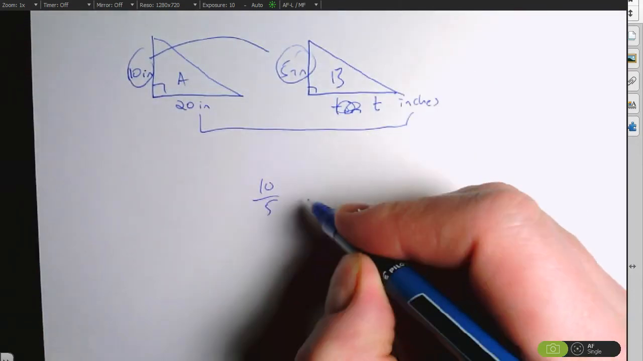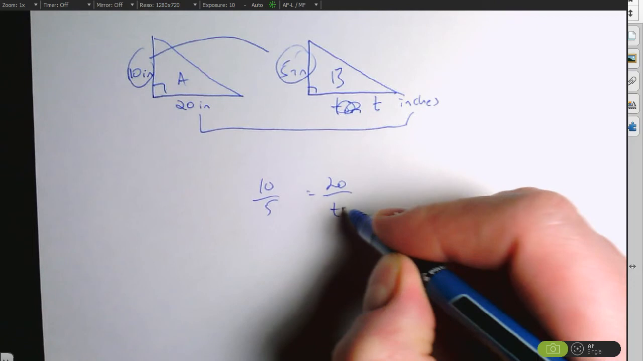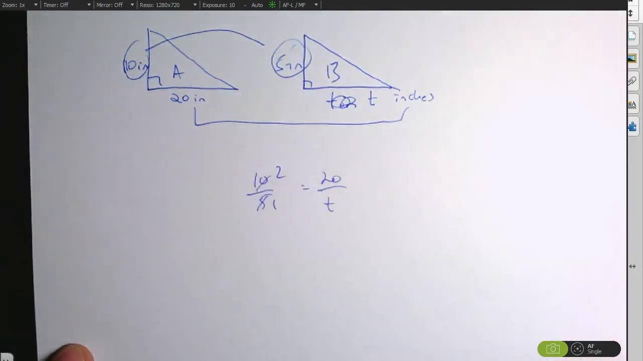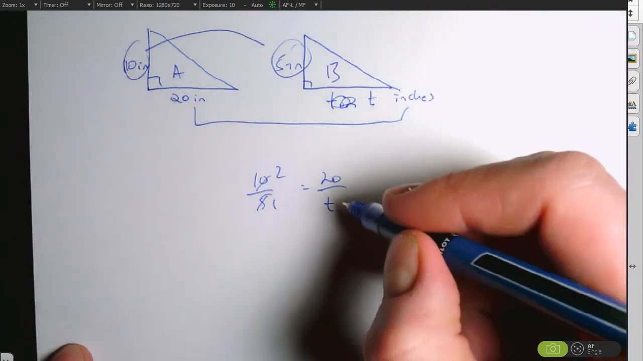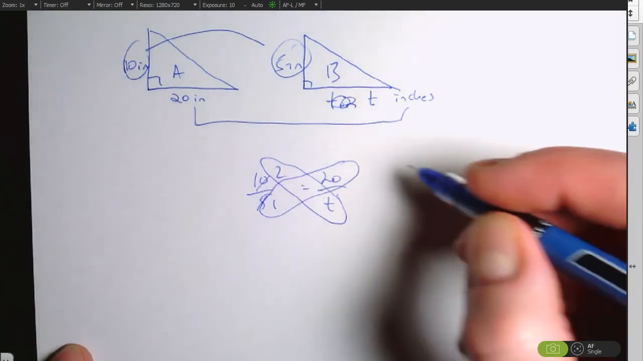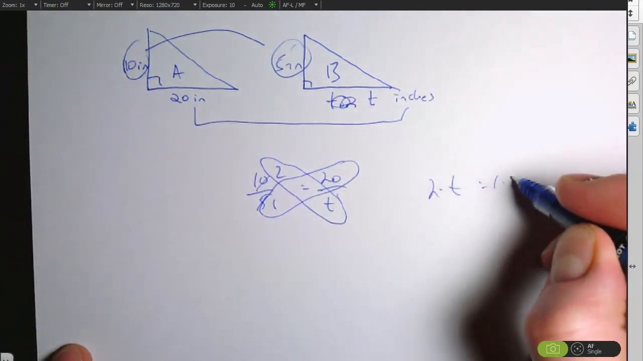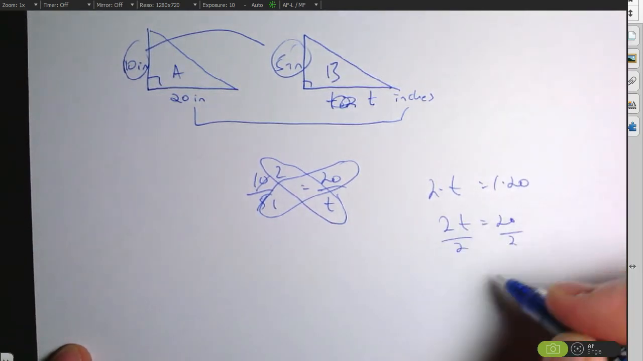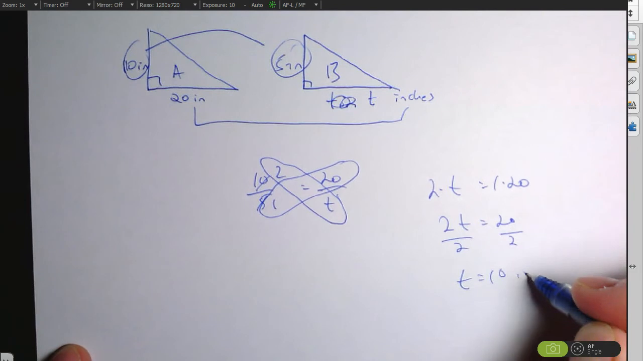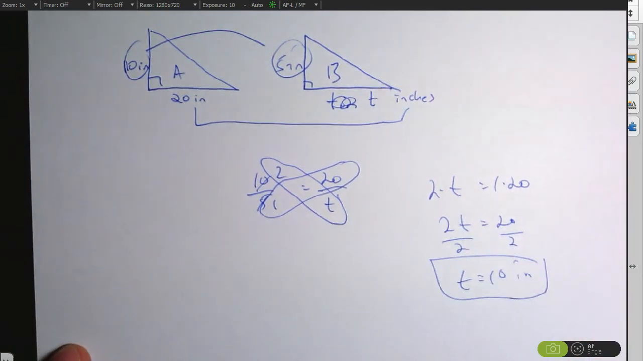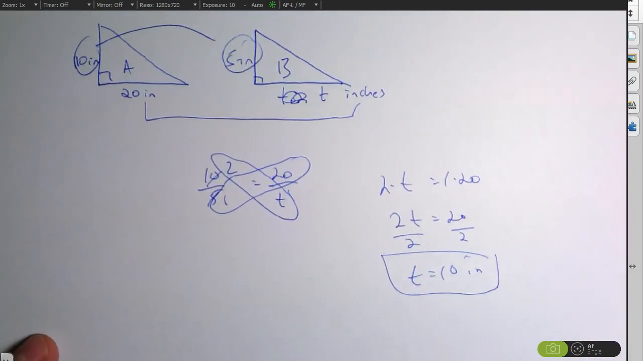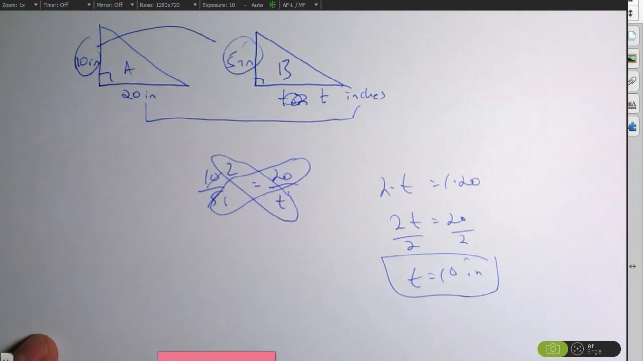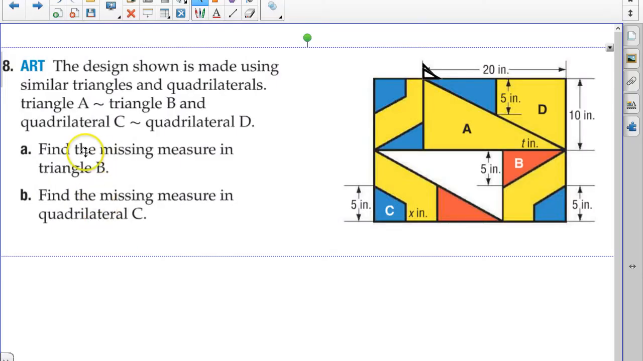So 10 over 5 equals 20 over t. Again, reduce this. It makes it a lot easier. It's 2 and 1. Now I can cross multiply. 2 times t, 1 times 20. So 2t equals 20. Divide by 2. t is 10. And again, our units are inches. Do the same thing for B, and just to keep this short, I'm going to skip that one. Leave that for you to do.